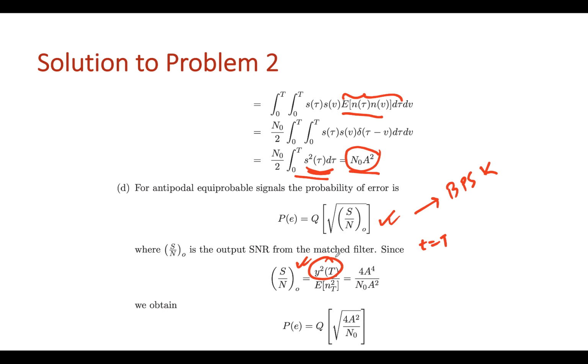Okay, so basically you have square of that term at t equal to capital T, that will give you this term in the numerator, and the expectation of the noise, I mean the variance of the noise, which you just calculated, is this. So basically this will be the Q of square root of 4 a square by n0. Okay, so that is your final solution.